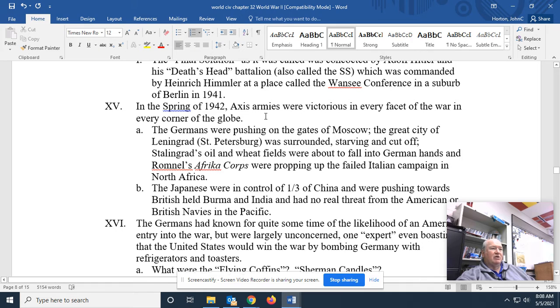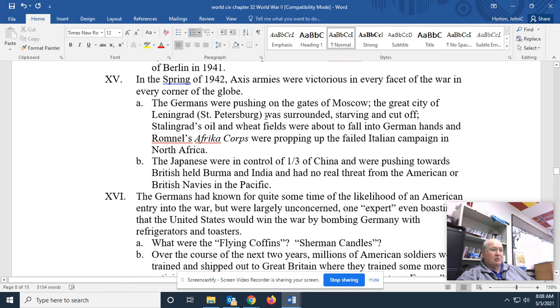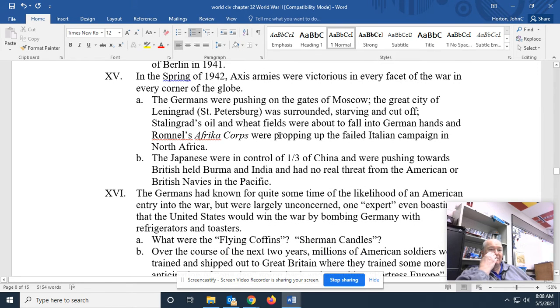In the spring of 1942, Axis armies were victorious in every facet of the war in every corner of the globe. The Germans were pushing on the gates of Moscow, the capital of Russia, which had they taken Moscow, that would have been critical because Moscow was the railroad hub, the railroad center of all of the Soviet Union. Had they taken Moscow, any train then, I mean, the country would have been paralyzed.